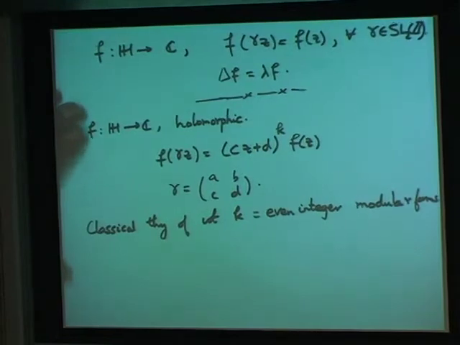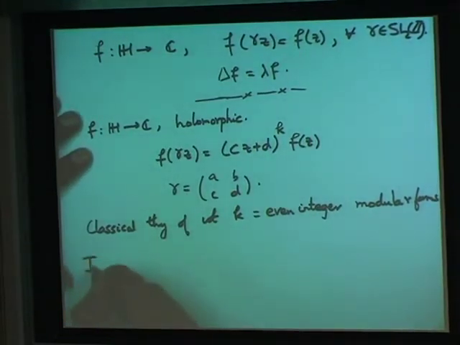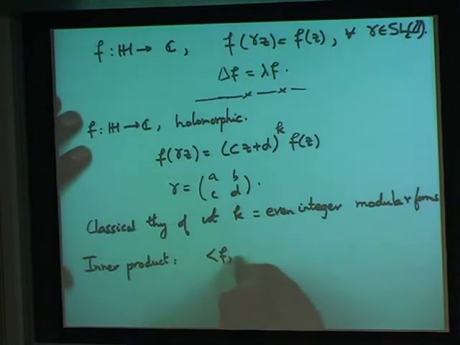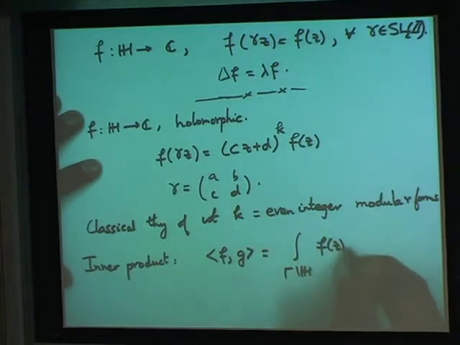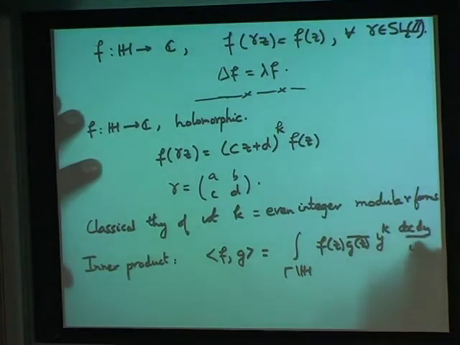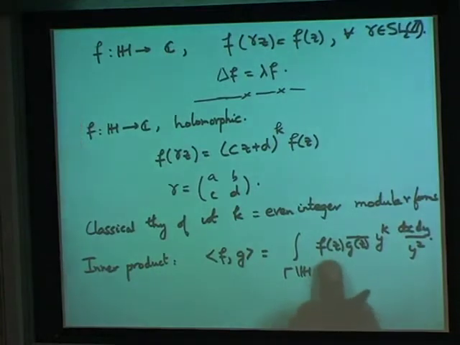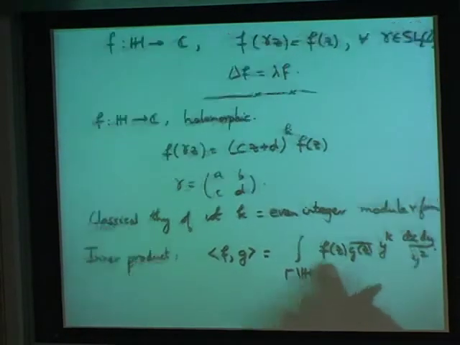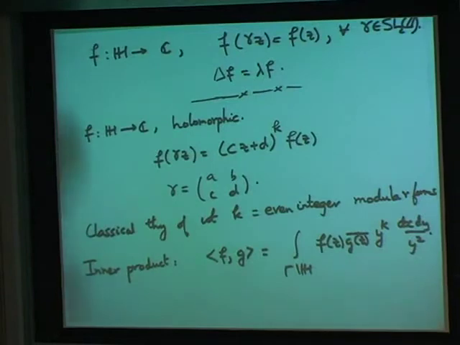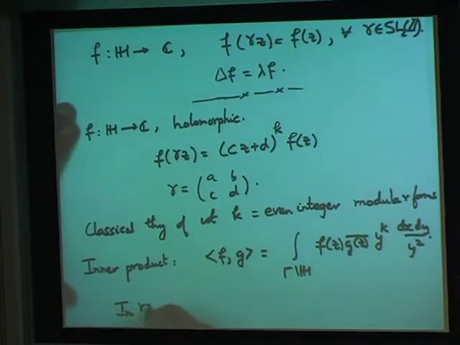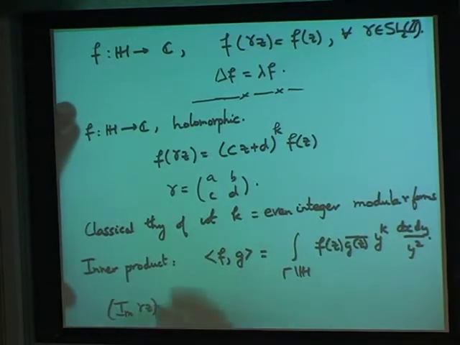So here again there is a nice inner product on the space. You can take two modular forms of weight k and define their inner product. When you act on f by some element gamma, you will pick up these powers of cz plus d to the 2k. But when you think of how the imaginary part of gamma z changes, if the imaginary part of z is y, you can check that the imaginary part of gamma z is just y over |cz plus d| squared.